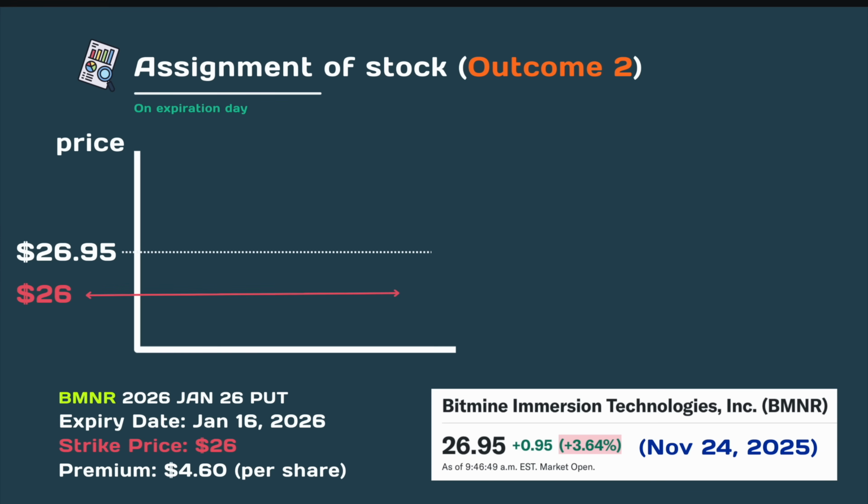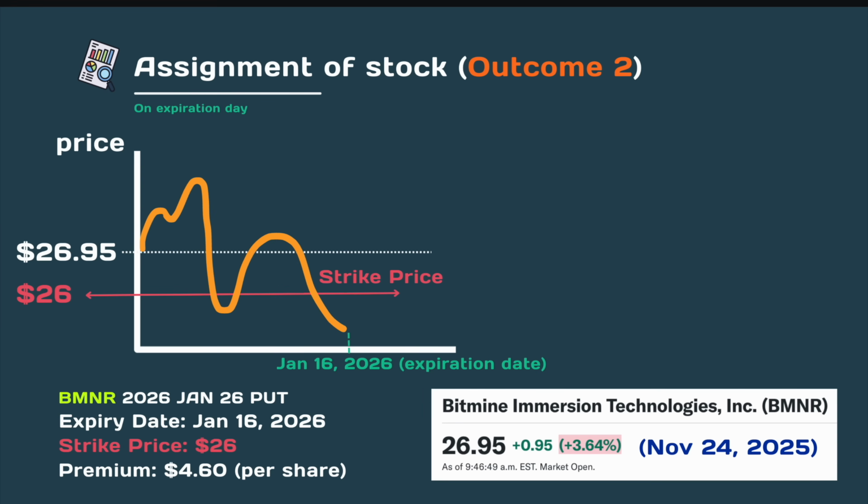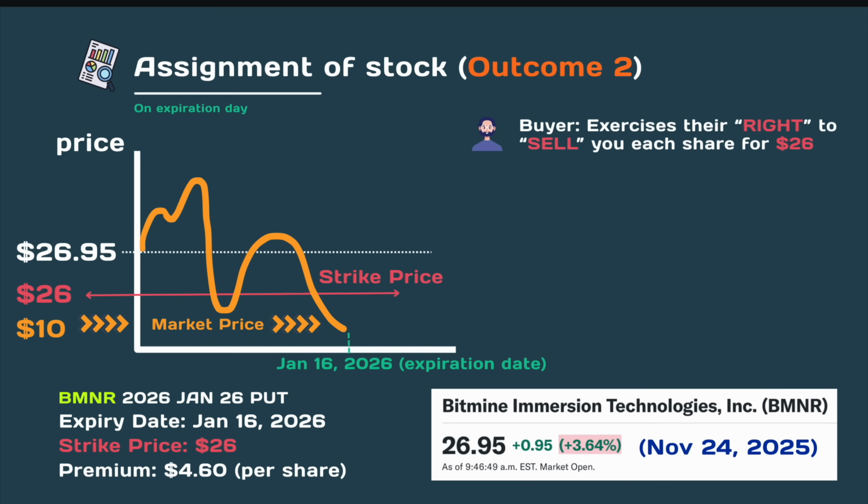Remember that in this BMNR trade, you sold options with a strike price of $26. Unfortunately, at expiration date, in this hypothetical example that we're going to use, the stock price crashes down to $10 per share. In this example, the buyer is going to execute their right. They're going to go out there and buy the stock for $10 on the open market, exercise their right, and sell it to you for $26 per share. What we want to do is examine what's going to happen in this scenario so you're mentally prepared.